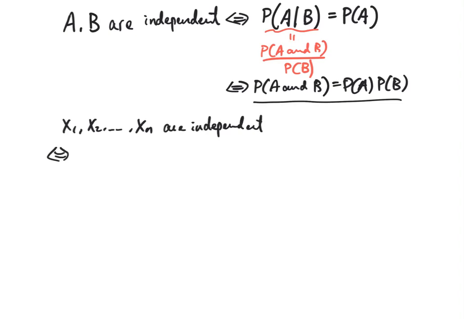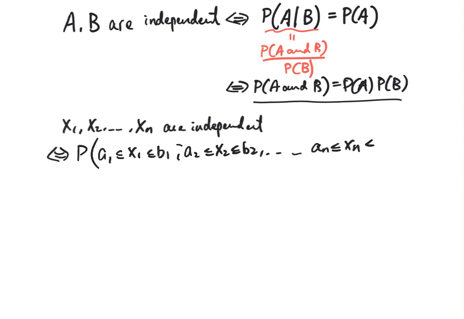If and only if the probability that S1 is between A1 and B1, S2 is between A2 and B2, and Sn is between An and Bn can be written as this product. Meaning that we have this product rule. This is how we define independence.